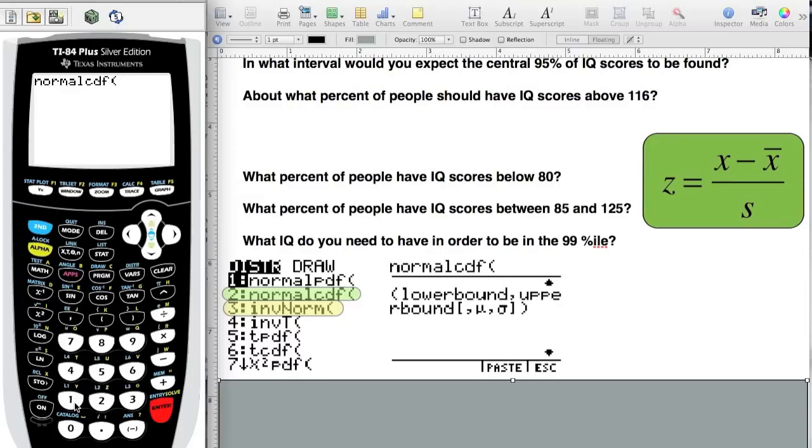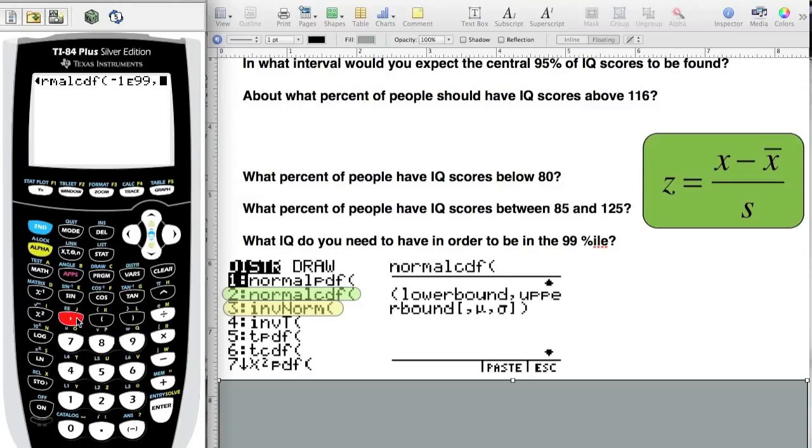Our lower bound, well, I've asked you for everything below 80, so that means that it goes forever. And so really what I need to do is just plug in a really, really big number. We're going to pick negative infinity, or at least as big as the calculator can go. So we're going to choose a negative 1, and then E, which is right here, but I have to press second first. So second, it's really the comma button. That's E, that's times 10 to the 99th. So basically that's effectively negative infinity as far as we're concerned.